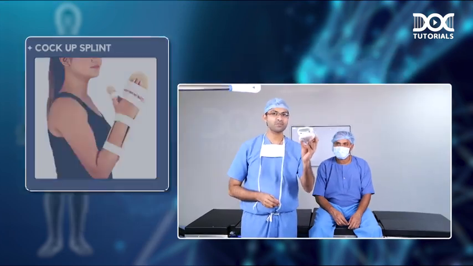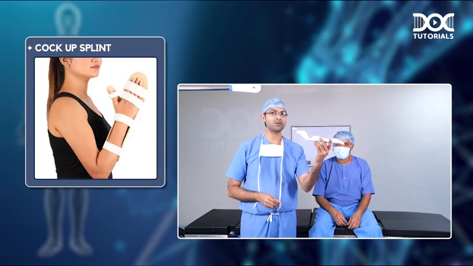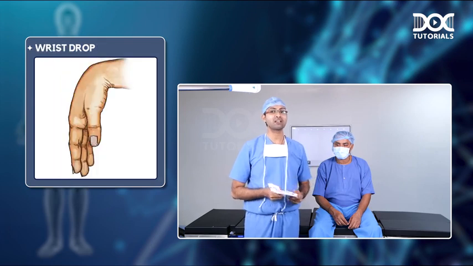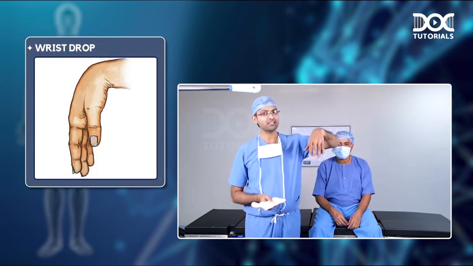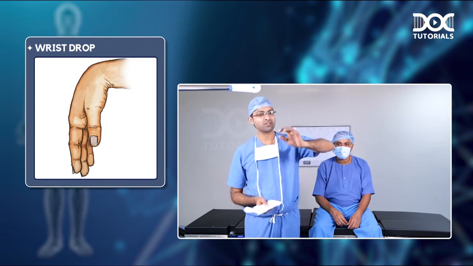This is your cock-up splint. Which condition do you use the cock-up splint for? It is used for wrist drop. What is wrist drop? Wrist drop is the position like this, isn't it? Where the patient cannot dorsiflex the wrist.